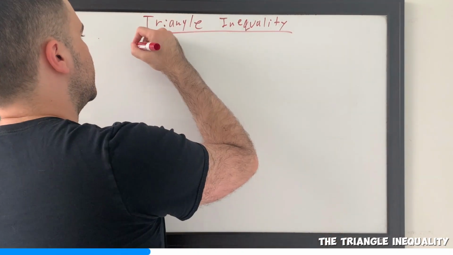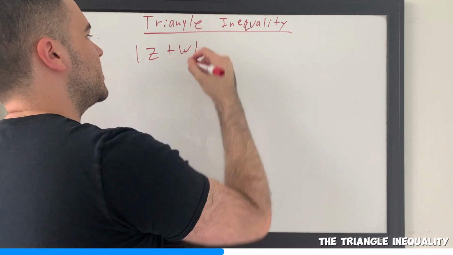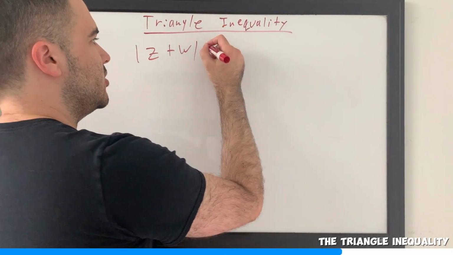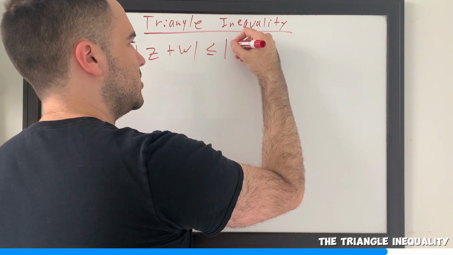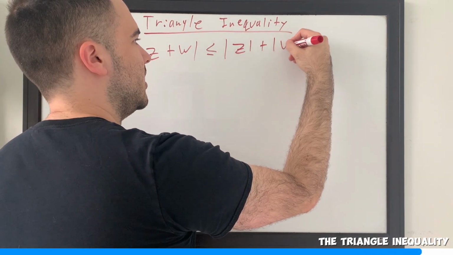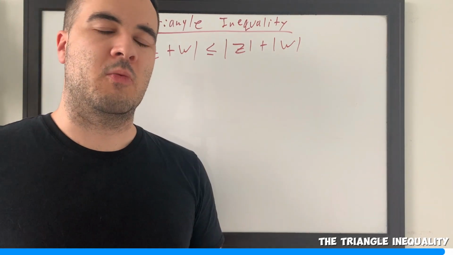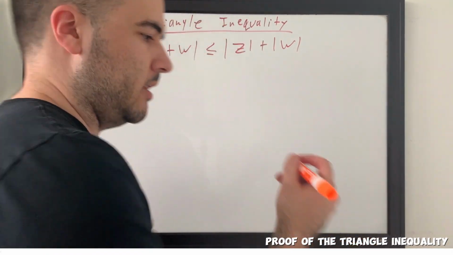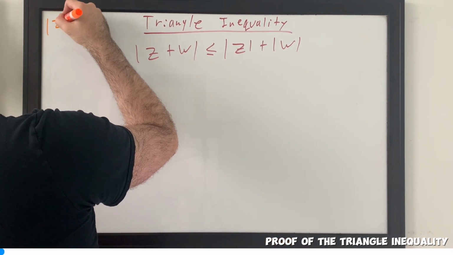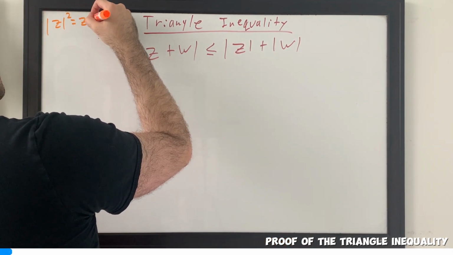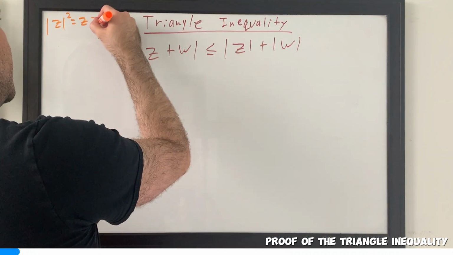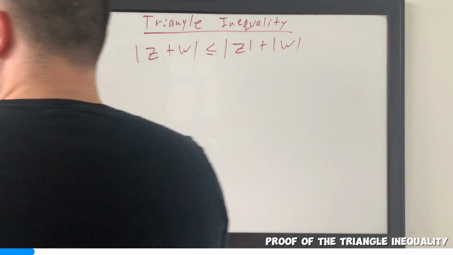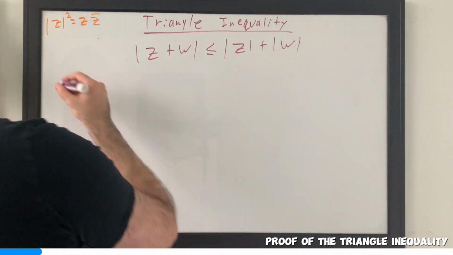What it states is that if I take two complex numbers, called z and w, add them together and take their modulus, this is less than or equal to the modulus of z plus the modulus of w. And we're going to use the conjugate to prove this. The property involving the conjugate that we showed previously is that the modulus of any complex number squared is equal to the complex number times its conjugate. So now, let's use that same technique for our proof.